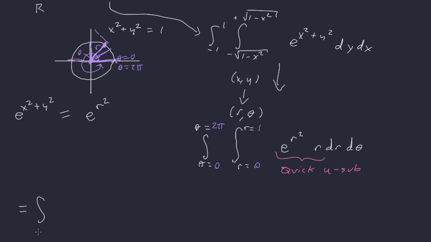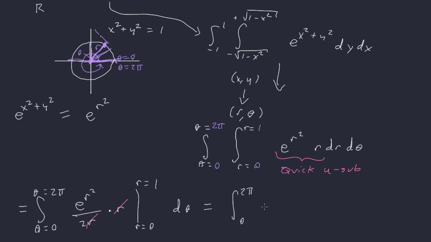So we're going to get the integral from 0 to 2 pi. I'll leave the r on this side. The integral of e to the stuff is itself divided by the derivative of the stuff, so divided by 2r, times r, right? And we'll evaluate this from r equals 0 to r equals 1. And this works because the r's cancel. So we're going to get the integral from 0 to 2 pi of e to the r squared from 0 to 1 d theta.